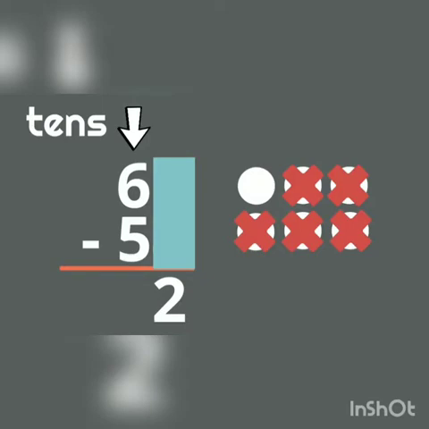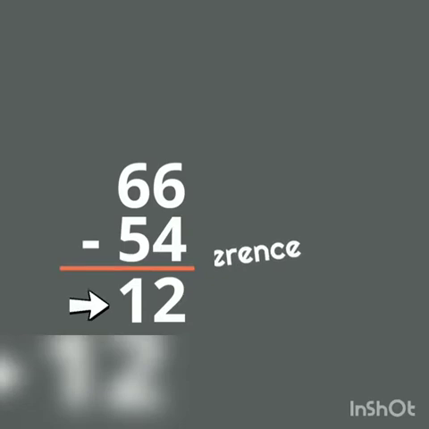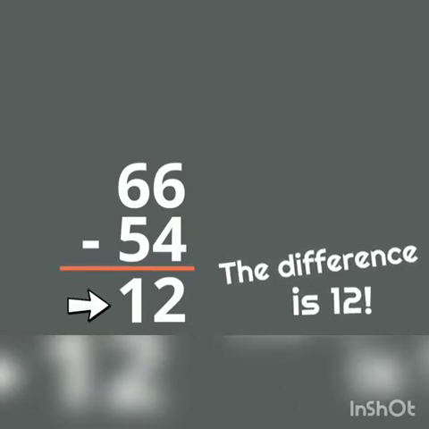6 minus 5 equals 1. We will write 1 under the tens, the left column. And just like that, we have our answer. The difference is 12. There are now just 12 blueberries.